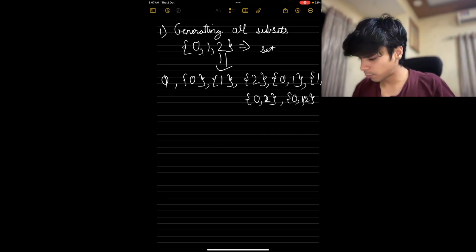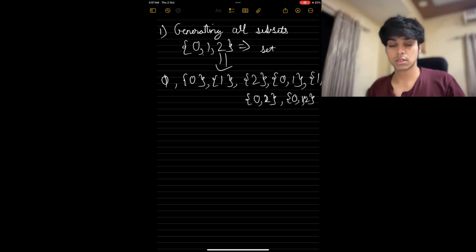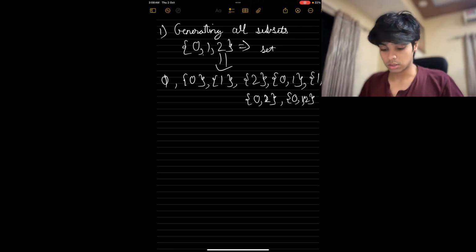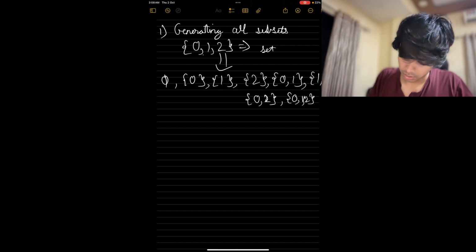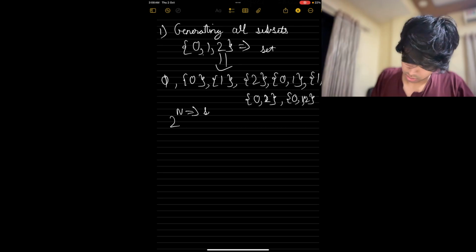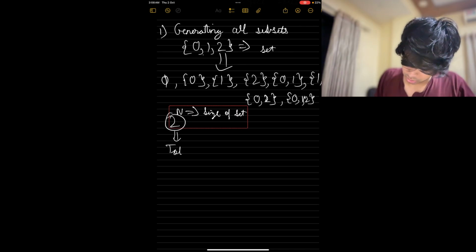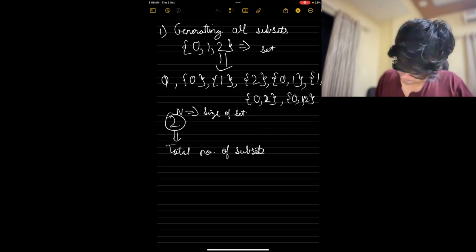As we can see, the count of total number of subsets is 8, which is 2 raised to 3. So this gives us a formula. It's a normal formula, everyone knows it. The total number of subsets from a given set is always 2 raised to n, where n is the size of the original set. 2 raised to n is the total number of subsets. Let's highlight it.